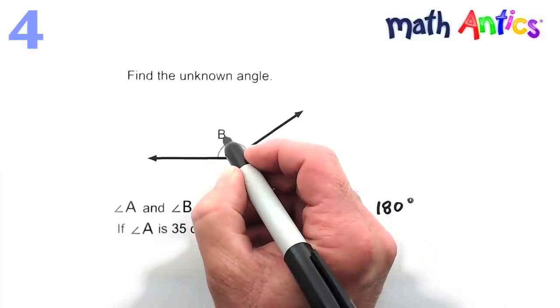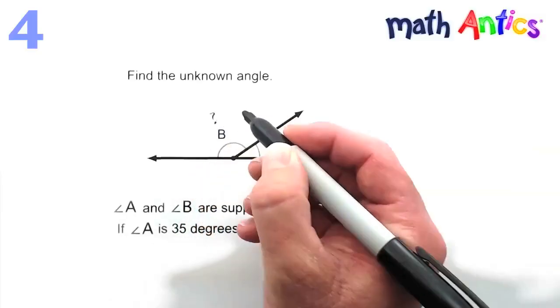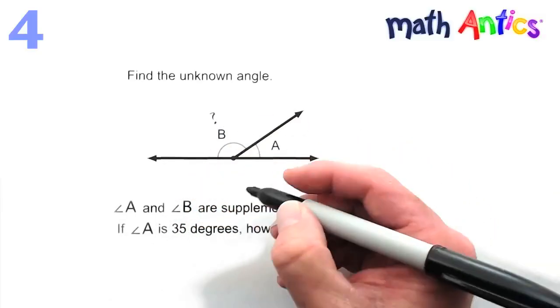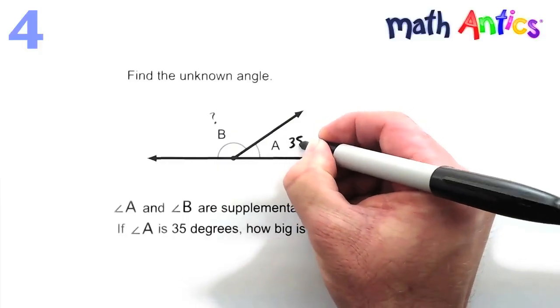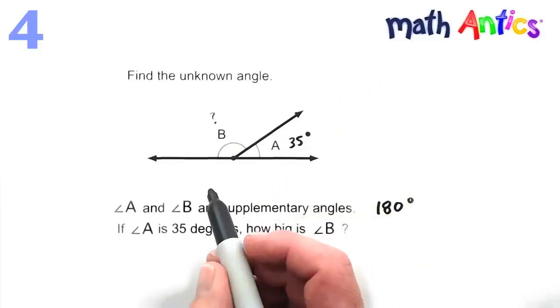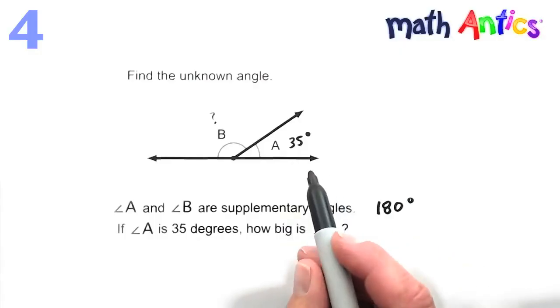So angle B is our unknown. That's what we're trying to figure out. And angle A, it told us in the problem, is 35 degrees. Okay. The same principle applies as the last problem.